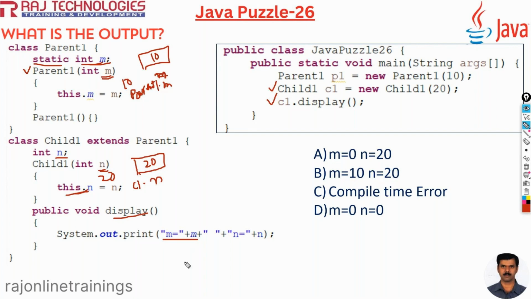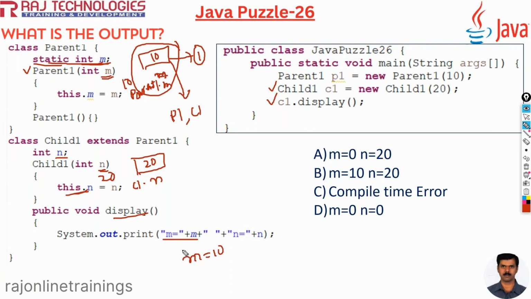Now when you call the method c1.display, it will come to the display method, m equal to m. So what is the output we get here? m equal to 10. Since this m is static, this memory can be accessed by your p1 object and even your c1 object. Since it is in the parent class, this static variable memory can be used by all objects of your classes, even the base class or the subclass objects. There will be only one memory for static, and this static variable memory can be used by your parent class objects and even child class objects.